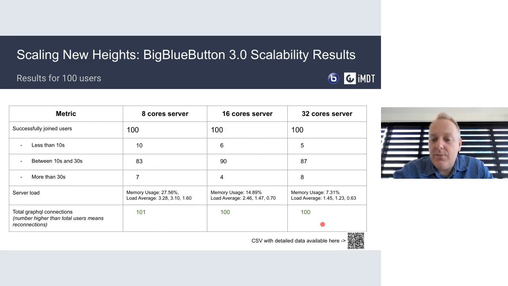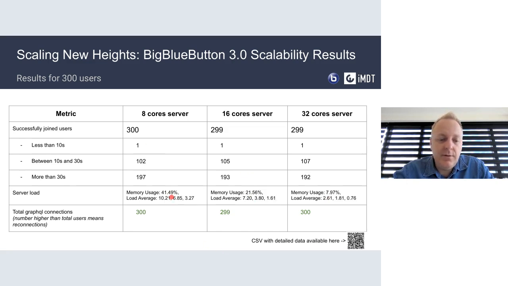One piece of information is that if you want to see the raw data associated with these results, you can use this QR code, where the CSV is downloadable for others to analyze. So the results for 200 users, no surprises here. Also no reconnections. Load is under control. Everything is fine.